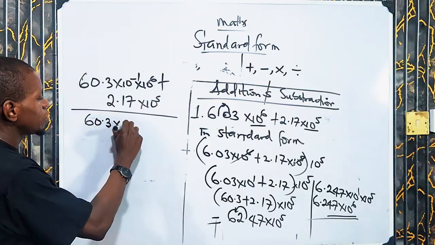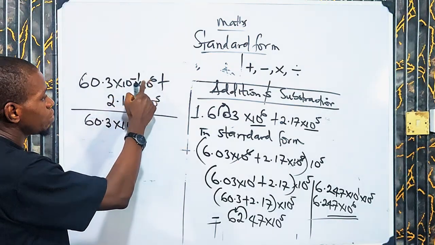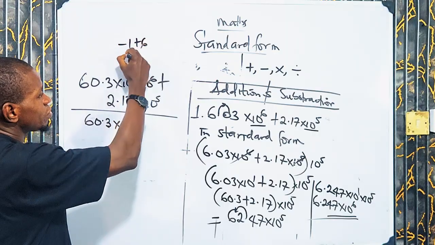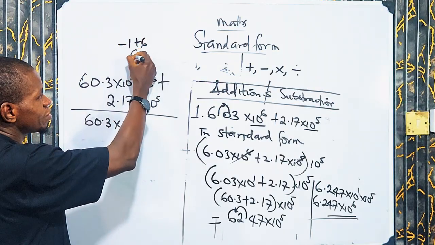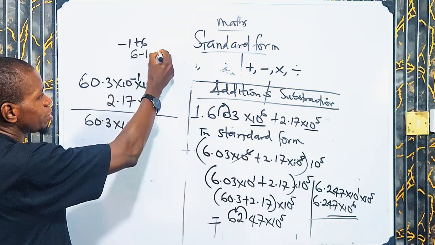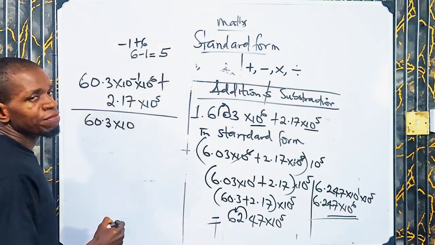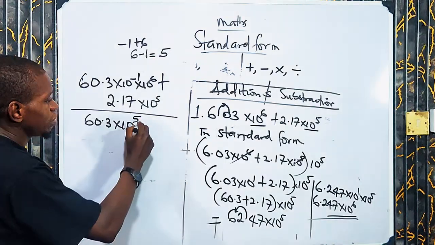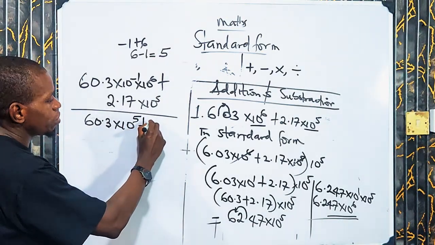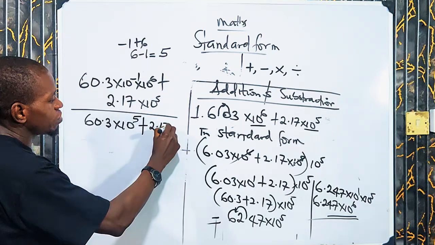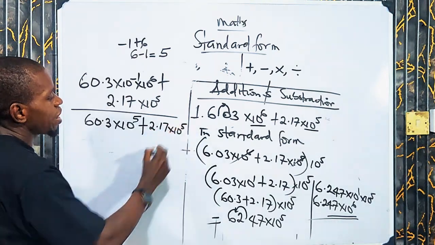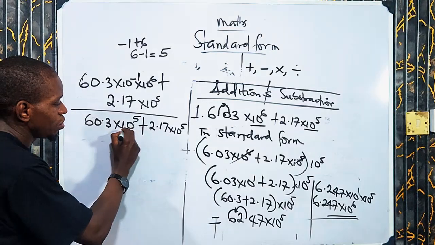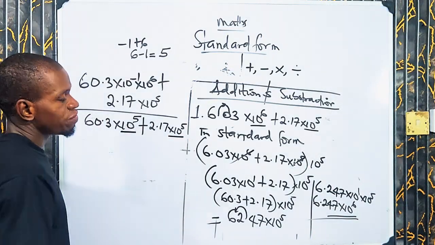6.3 times 10 to the power minus 1 plus 6. Minus 1 plus 6 is the same thing as saying 6 minus 1, and 6 minus 1 is going to give me 5. So I can just have it here, my 5. Also, I'll just say plus 2.17 times 10 to the power 5. So you will now discover that both of them are now the same thing: 10 to the power 5, 10 to the power 5.